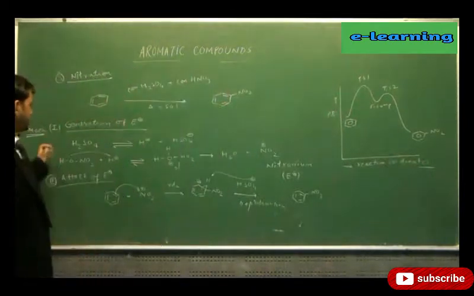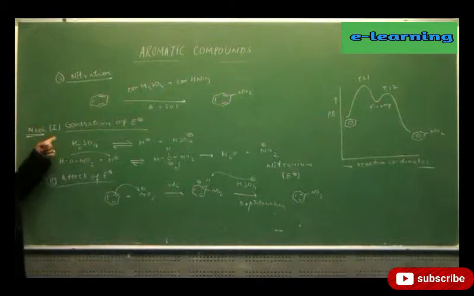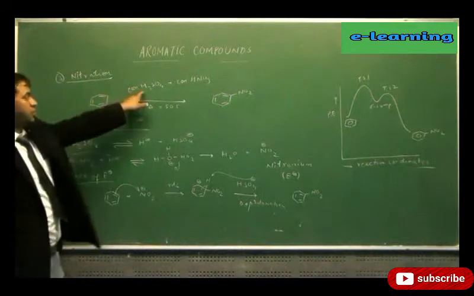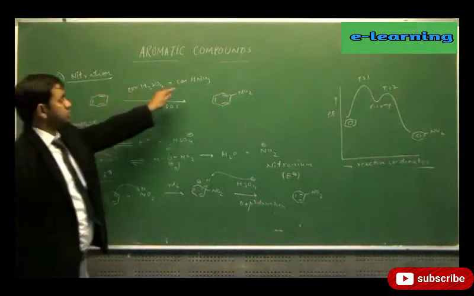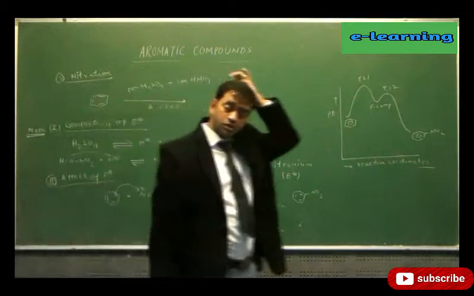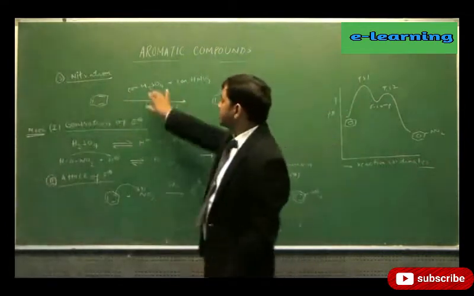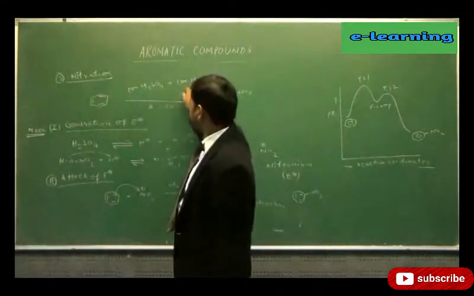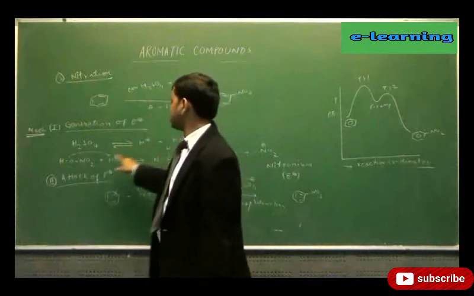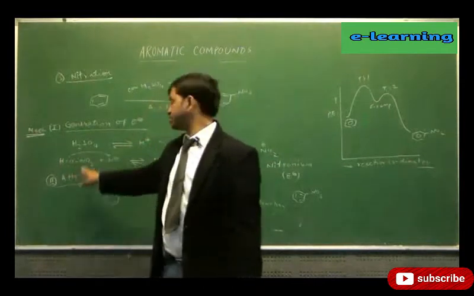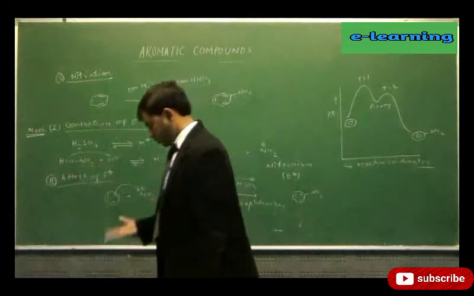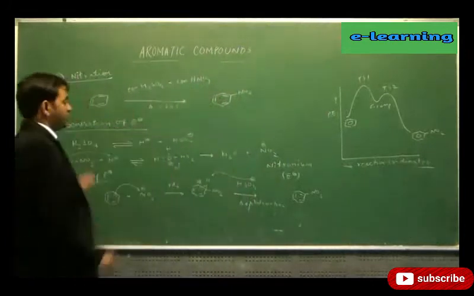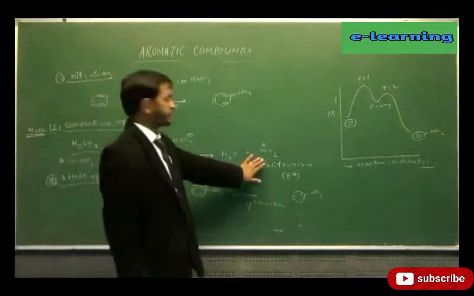Now see the characteristics of the reaction. Actually there are two acids, one is concentrated H2SO4, another is concentrated HNO3. Out of these two acids, one acid acts as acid, another acts as base. H2SO4 gives the proton, HNO3 accepts the proton. This acts as base. So overall, the electrophile nitronium is generated.